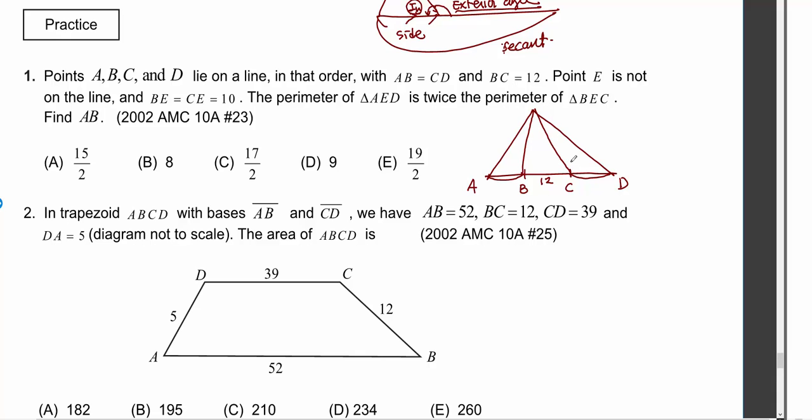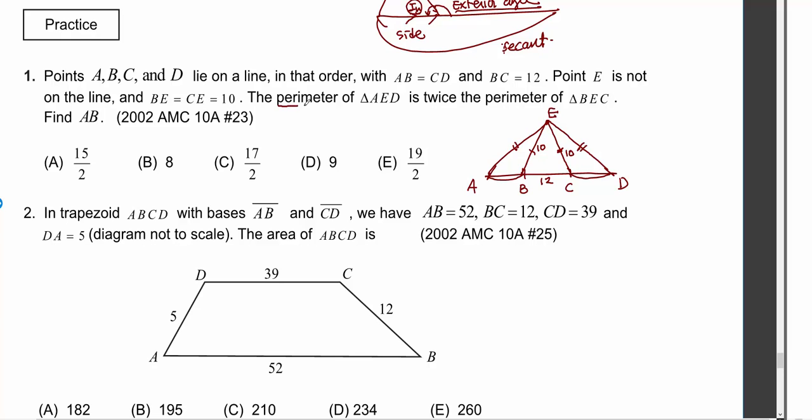Yeah, it's isosceles. Also, this length is equal, so we have 2 isosceles triangles there. The perimeter of triangle AED. Where is E? Point E is not on the line. Oh, this one is E, this is not A, this is E. BE, oh, this is given. This is 10 and 10.